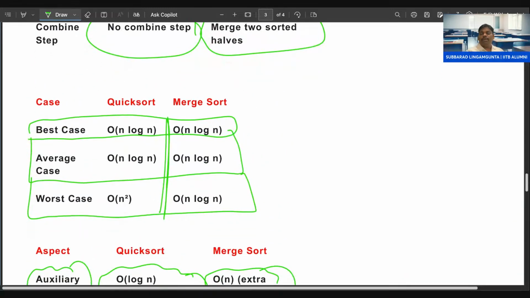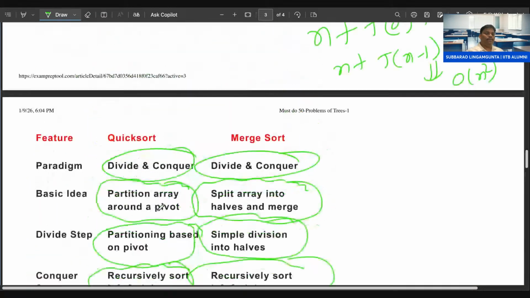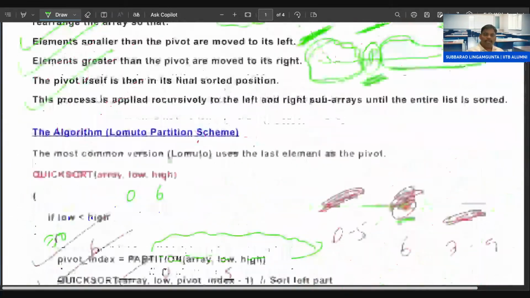The time complexity of merge sort is always n log n. Quick sort's worst case is n square, and that too only if the array is already sorted. If the array is already sorted, who will sort it? That is the reason quick sort is a practical sorting algorithm.